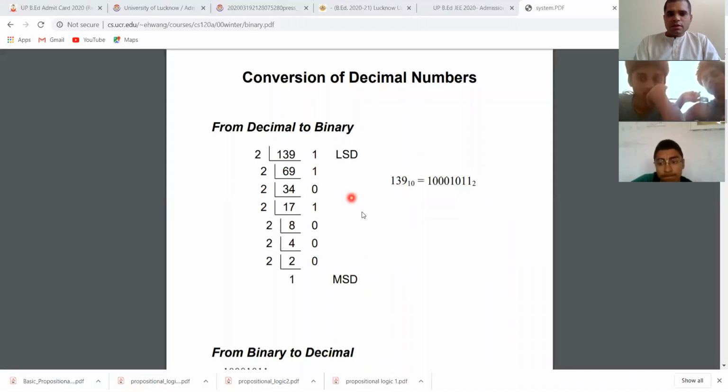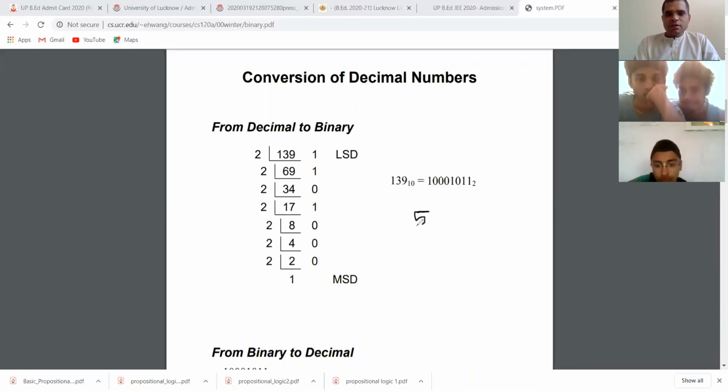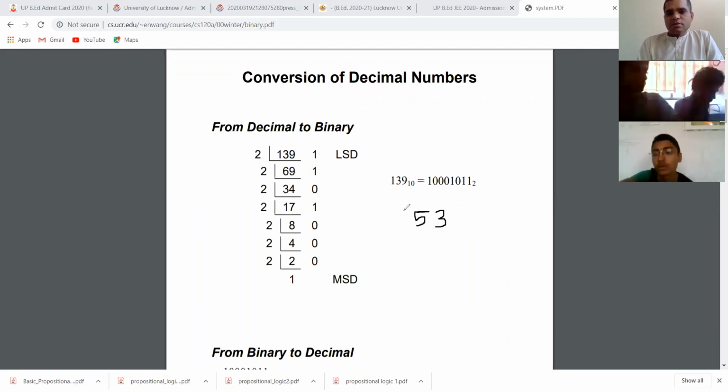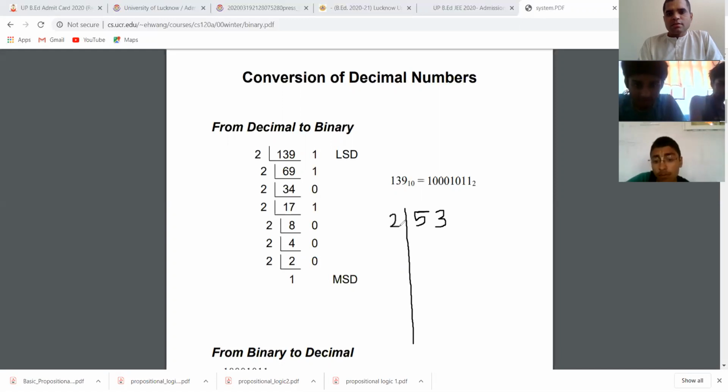So if I give you another number, 53, can you convert it into a binary number? Its conversion will be... Can I do it on the board, Prabhu ji? Yes.